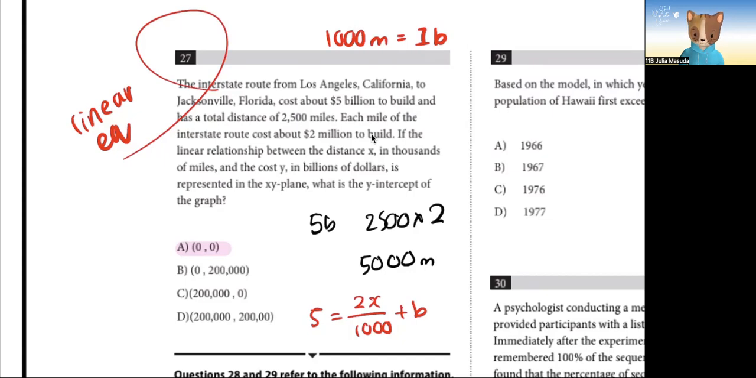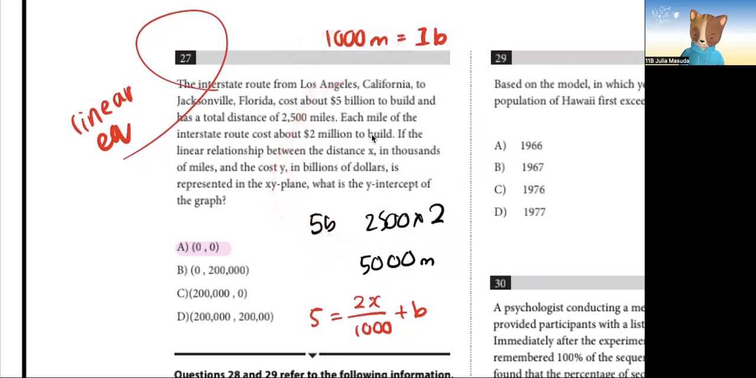x is 0. So I just wrote all the things we know, 5 billion, but just be aware that each mile costs $2 million. So you need to convert that in your head, or make sure the equation represents that. So 2,500 miles, each mile costs 2 million to build. So 2,500 of 2 million is going to be 5,000 million. And 1,000 million is equal to 1 billion.